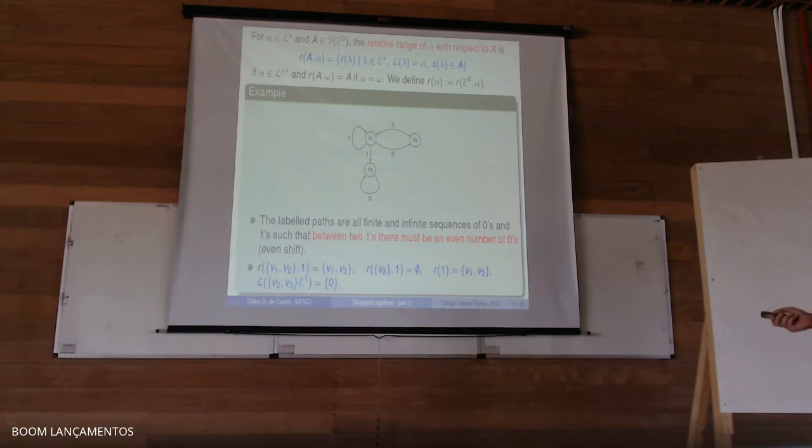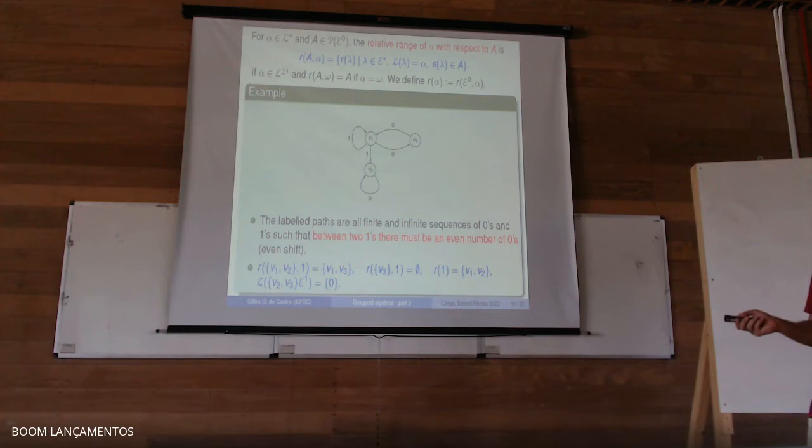Or if you want to look at the range of just 1, well, there is one edge with label 1 which ends in V2, and another edge with label 1 that ends in V3. Here it should be V1 and V3. Sorry, there's a typo here. This should be V3.